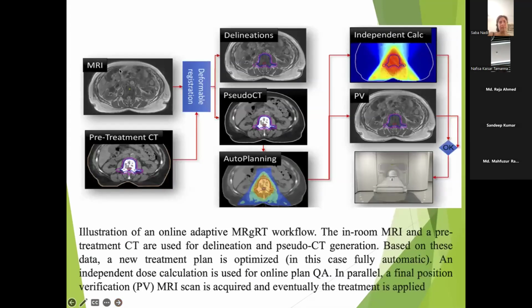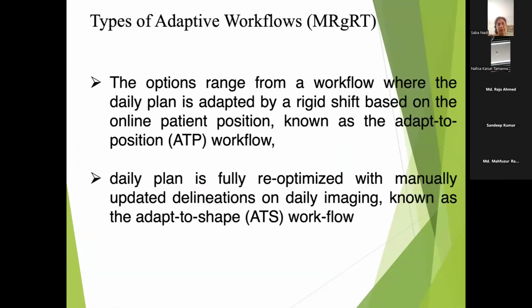In the adaptive MR guided radiotherapy workflow, first we take the MRI scan, and then the pre-treatment CT is used for delineations and pseudo CT, and then auto planning is done for independent calculations, then position verification, and finally the treatment is done. Especially for the MR Linac, the adaptive workflow has two basic workflows. One is adapt to position and the other is adapt to shape.